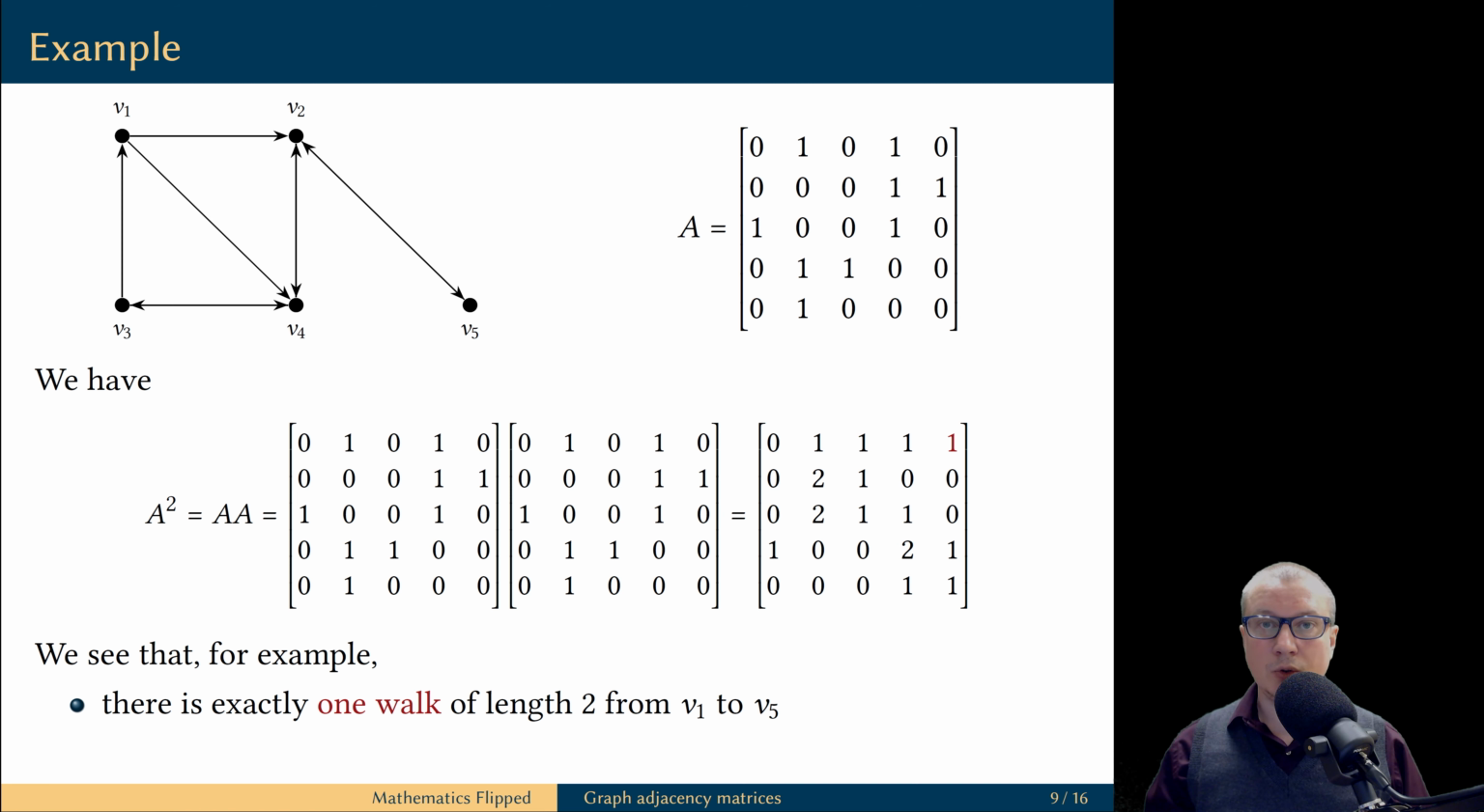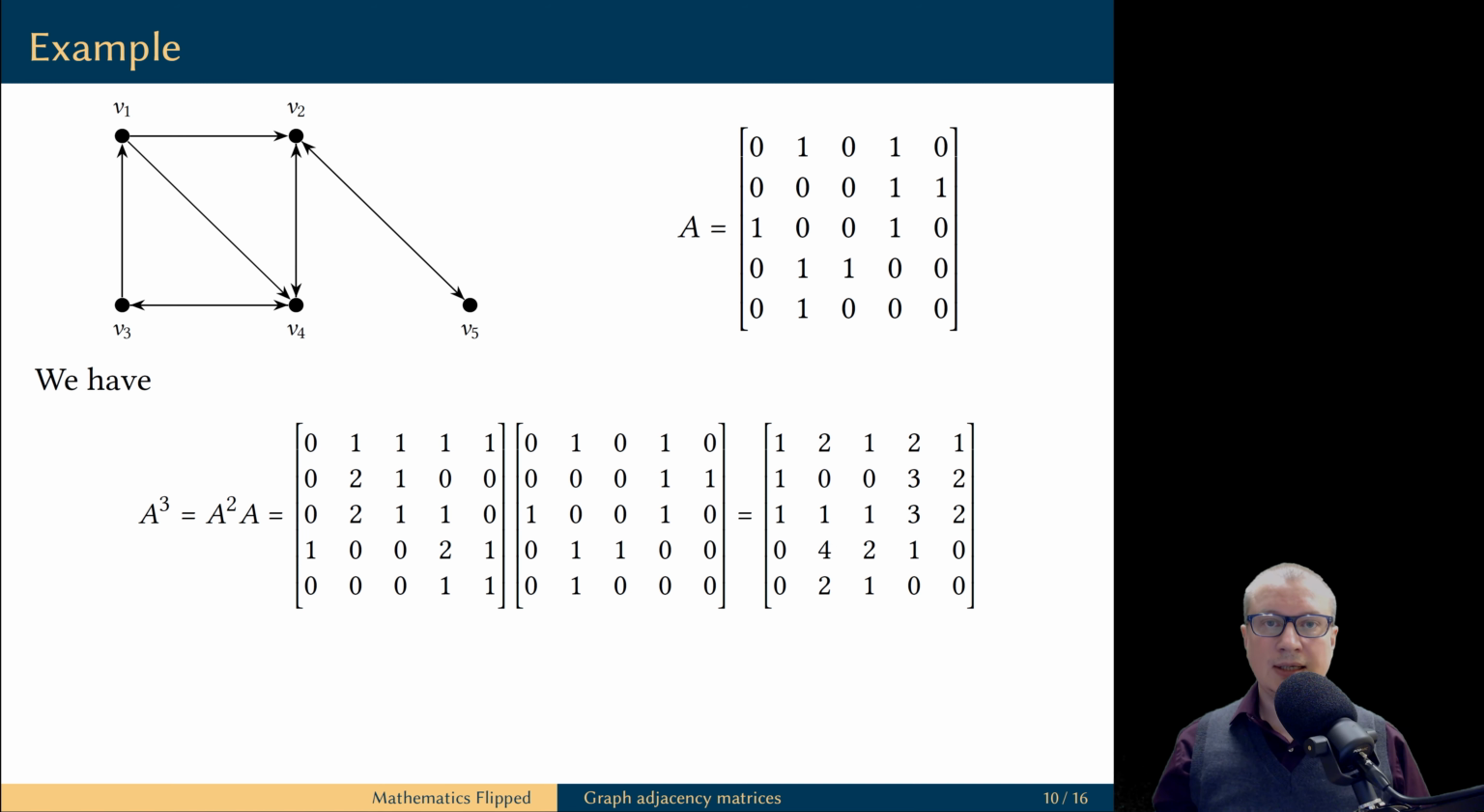For this, we look at the entry in row 1, this is the starting point of the walk, and column 5, this is the ending point of the walk. Also, we can conclude that, for example, there are exactly two walks of length 2 that start at V2 and end at V2. Let's do this for walks of length 3.